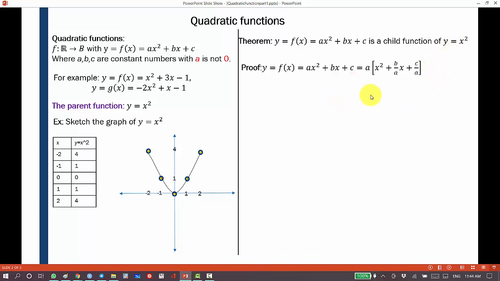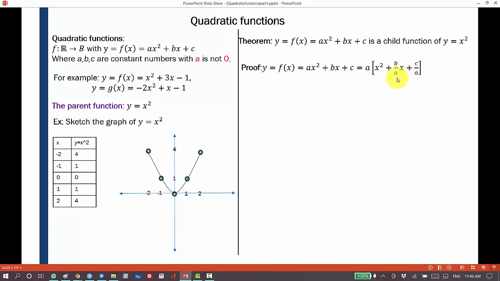In order to show that, we start by taking a as a common factor. Therefore, for the first term, we have x². For the second term, we have (b/a)x. For the third term, we have c/a. Remember that since a is not 0, we can divide all three terms by a. If you look here, we have x² + (b/a)x. These two terms are the first two terms of a complete square. What is missing is the last square.